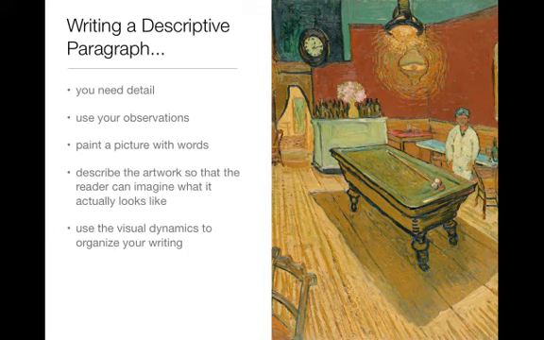Lastly, you need to be able to write a descriptive paragraph. In order to do this, you need details, you need accurate observations. Essentially what you're trying to do is paint a picture with words, and it needs to be so vivid that your reader can actually imagine what the artwork looks like without necessarily seeing the piece itself. And lastly, using the visual dynamics to help you organize your writing is a very simple thing to do in order to create a sense of flow. The painter or the artist used visual dynamics to control your gaze. Use that same structure to organize your writing.